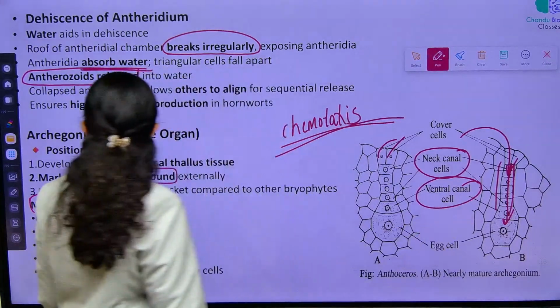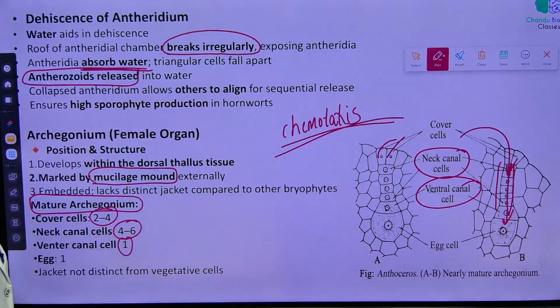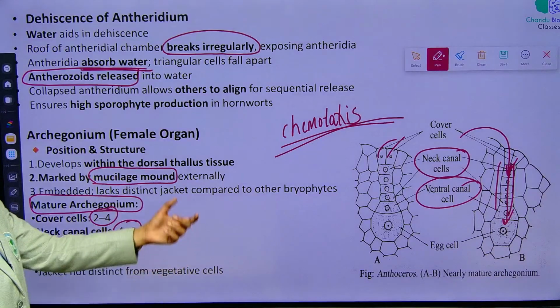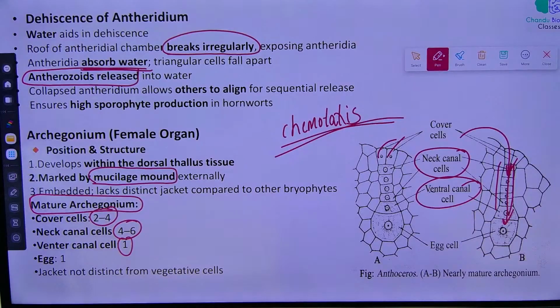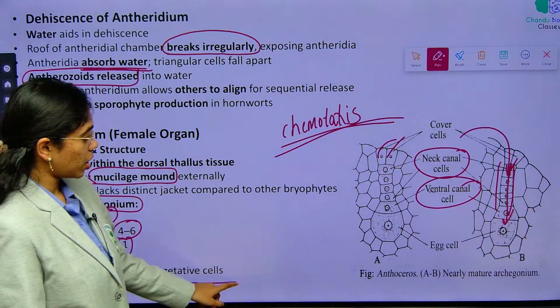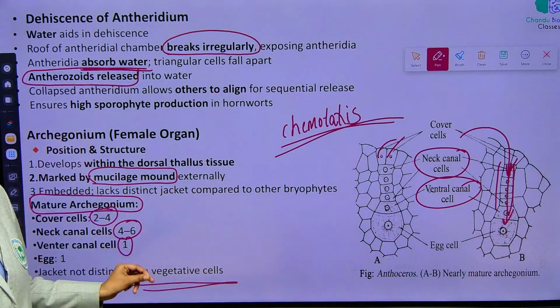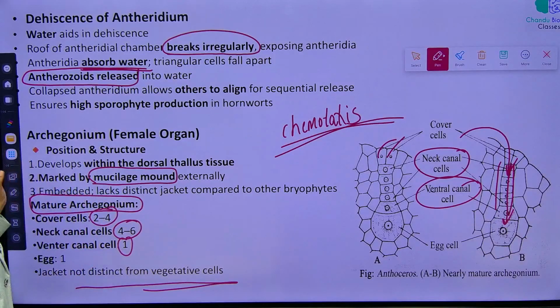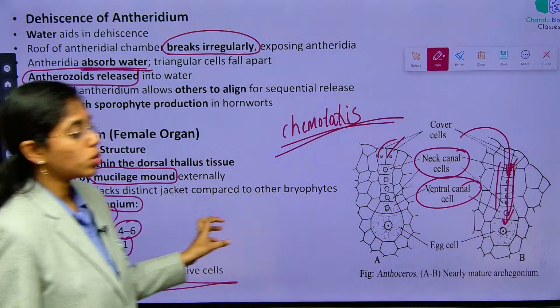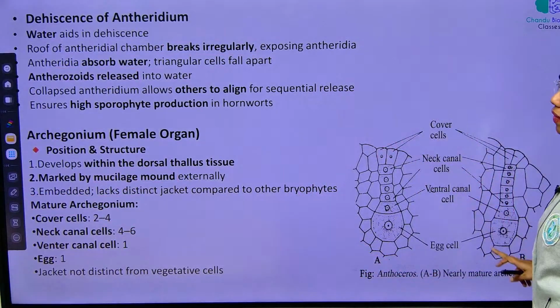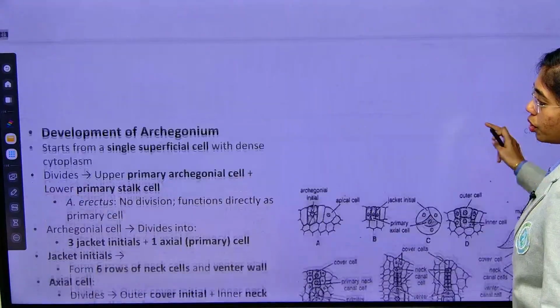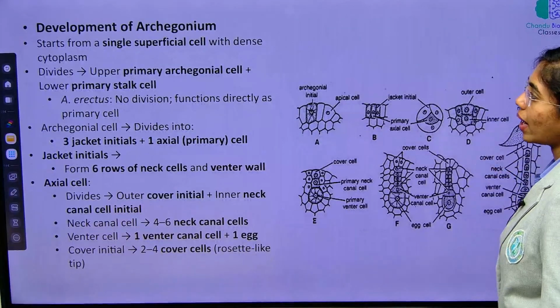the base. Below the venter canal cell we have one egg cell. So, the egg cell is at the last and at the base, below the venter canal cell. Jacket is not distinct from the vegetative cells. Okay, the jacket is not distinct from the vegetative cells. So, this is how antherozoids reach the female sex organ, and this is the structural description of archegonia in Anthoceros. What is the development of archegonia?